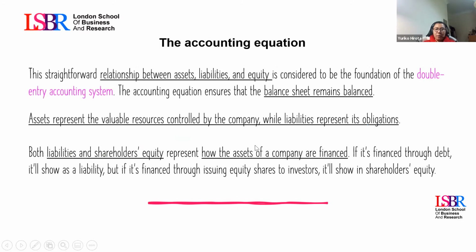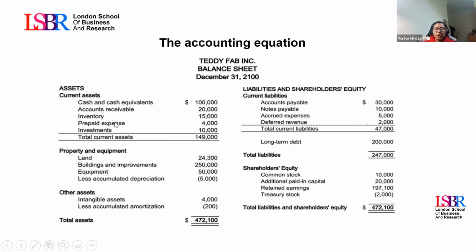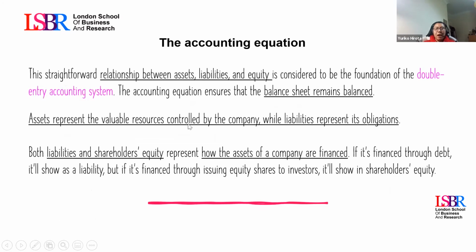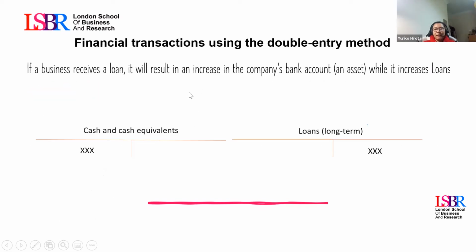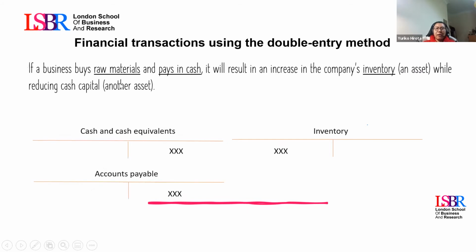Let's go back to the balance sheet. I'm increasing the inventory because now we have more raw material, but I'm decreasing cash because I paid for that material. So if I increase here, I'm going to decrease here. This is the case if we bought in cash.